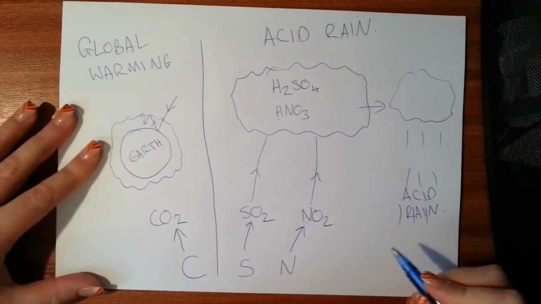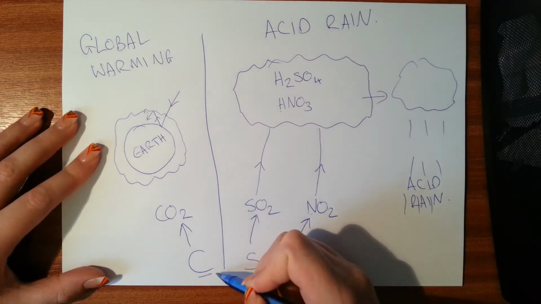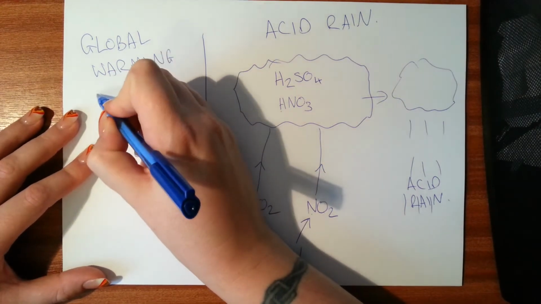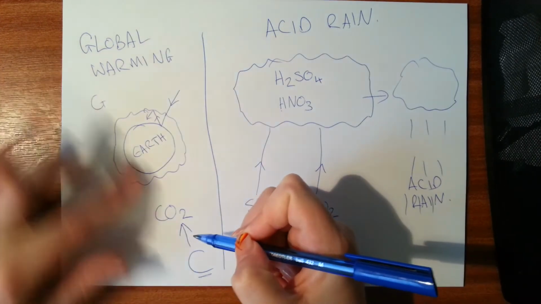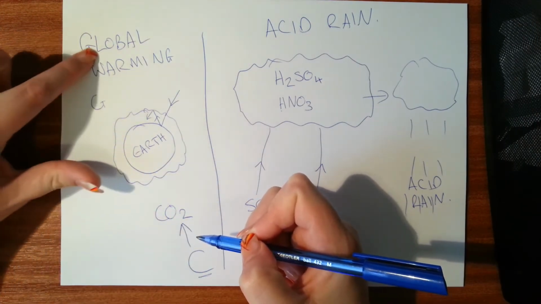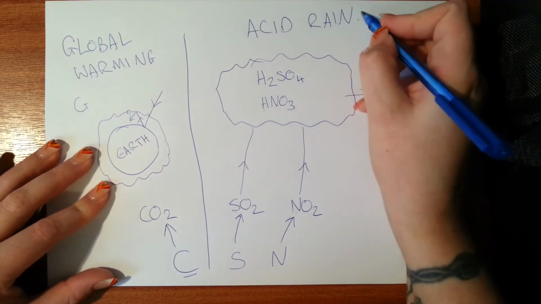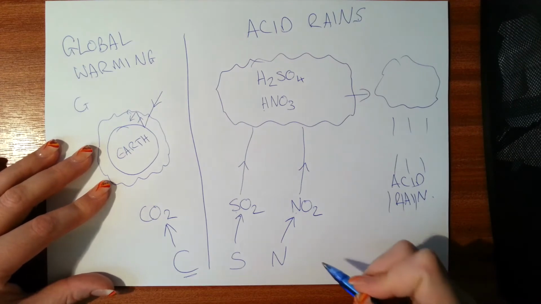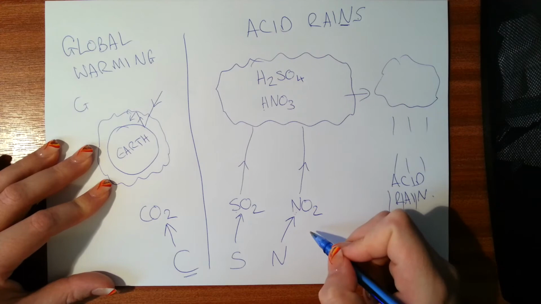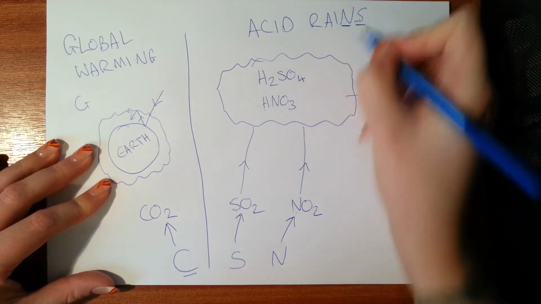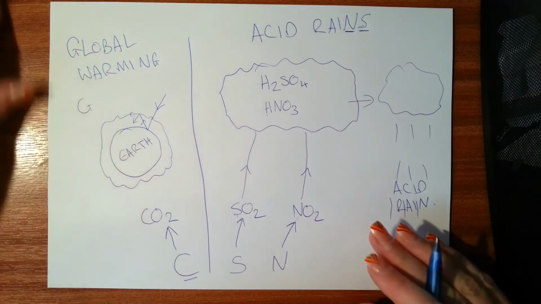To help you remember the difference between the 2, it's the carbon that produces global warming. If you imagine the G of global warming looks a bit like a C with an extra little bit on, so the C is the carbon and the G is partly the C. And the acid rain, if I call it acid rains, because it rains, that will hopefully remind you that N, the last letter there, is the nitrogen to make the nitrogen dioxide, and S is the sulfur to make the sulfur dioxide. So that might help you remember between the 2.